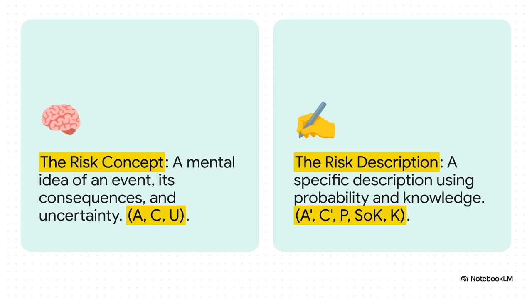That's the concept. But on the right is the risk description. And this is how scientists get really specific. They define the specific event, the specific consequences, and here's the key, they replace that fuzzy uncertainty with actual probability, P, and they note the strength of knowledge and the background knowledge it's all based on. The whole point is moving from a general idea to a specific evidence-based statement.